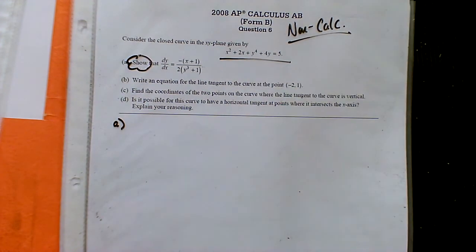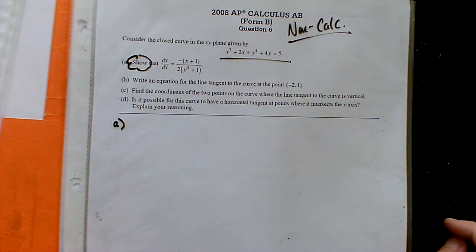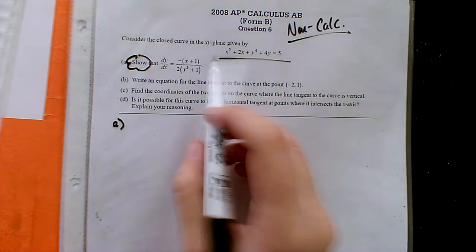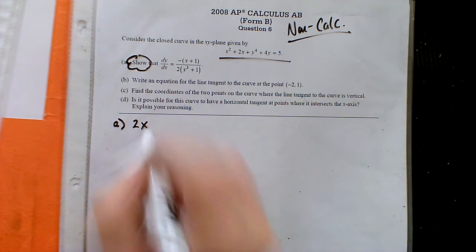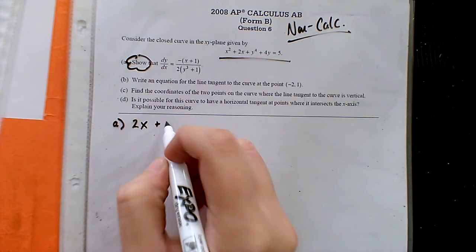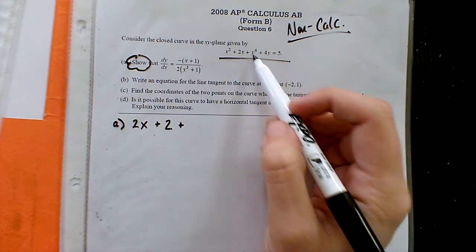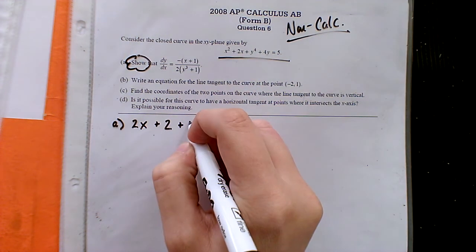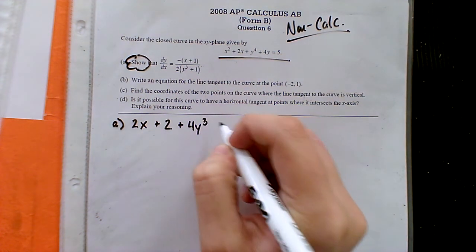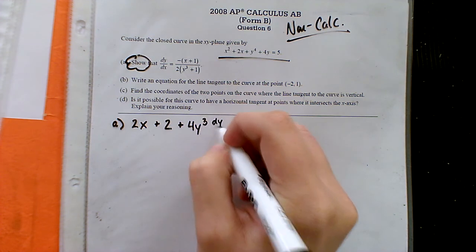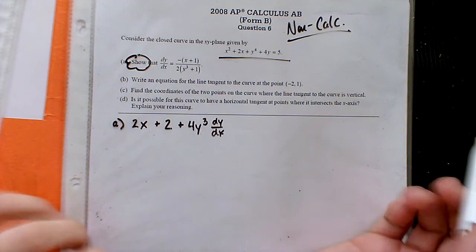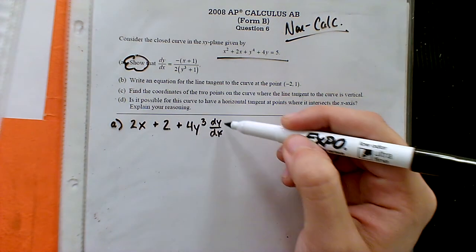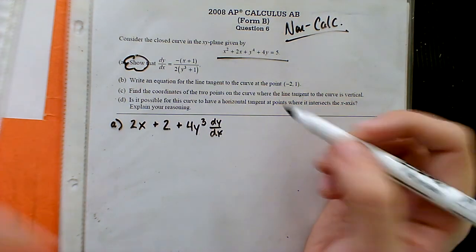Take a look at the equation. There's x's and y's mixed in, so this is definitely an implicit derivative example. Can we work our way through with the derivatives? Derivative of x squared, 2x, plus the derivative of 2x, 2, plus the derivative of y to the fourth. 4y cubed, and then dy over dx. So the regular derivative would be 4y cubed, and then since we took the derivative of a y variable, we need that dy over dx after we do the derivative.